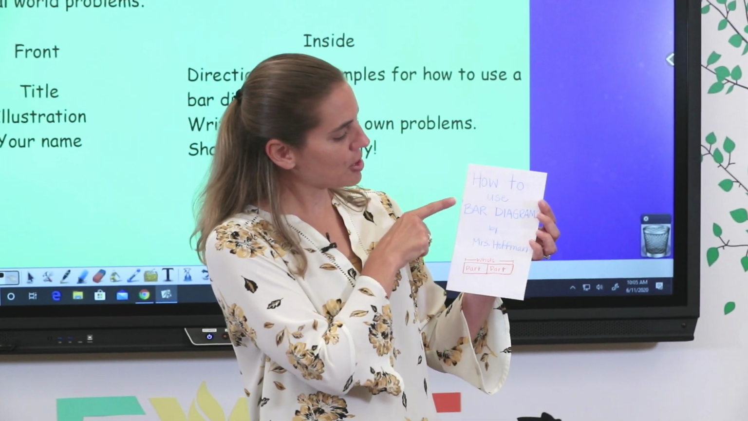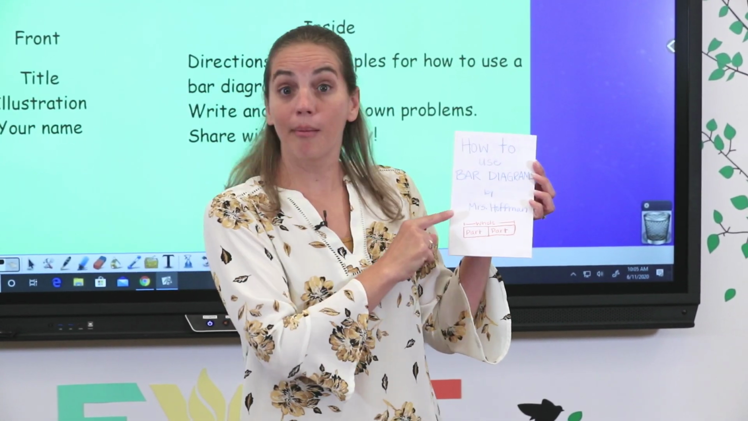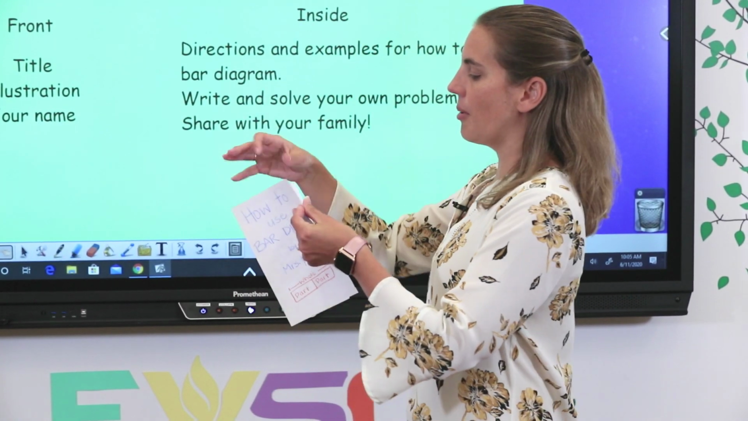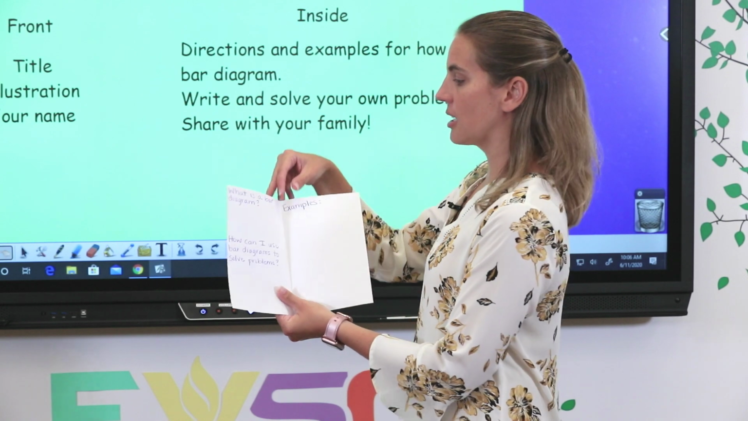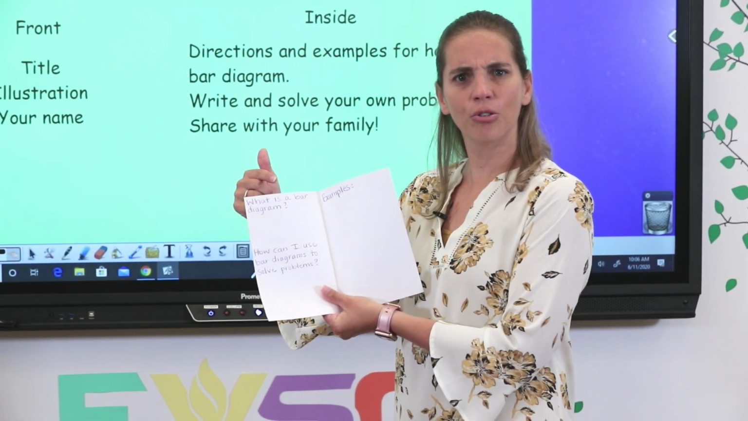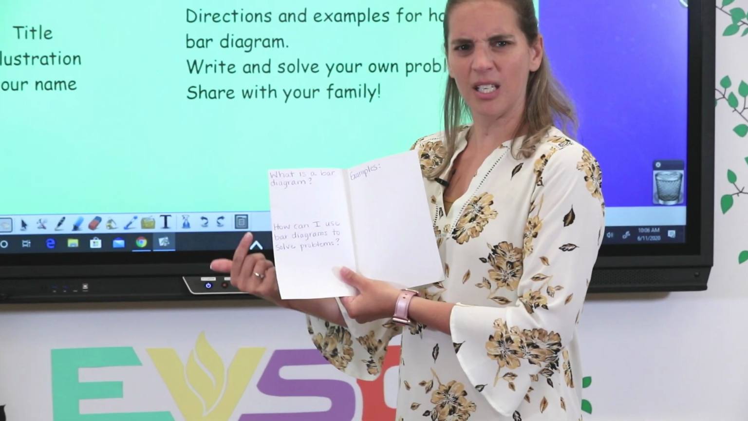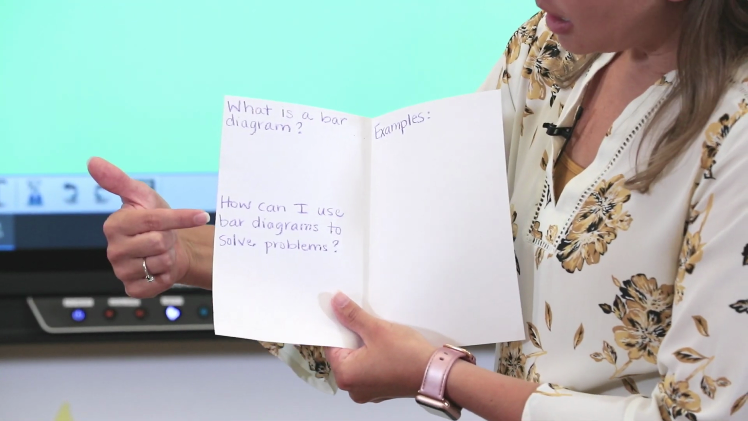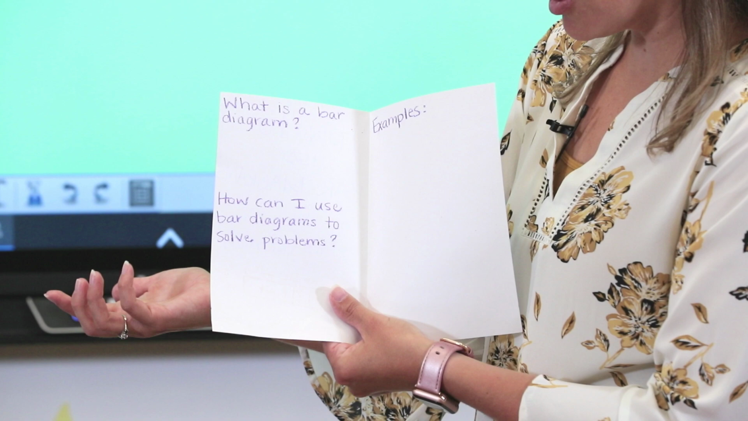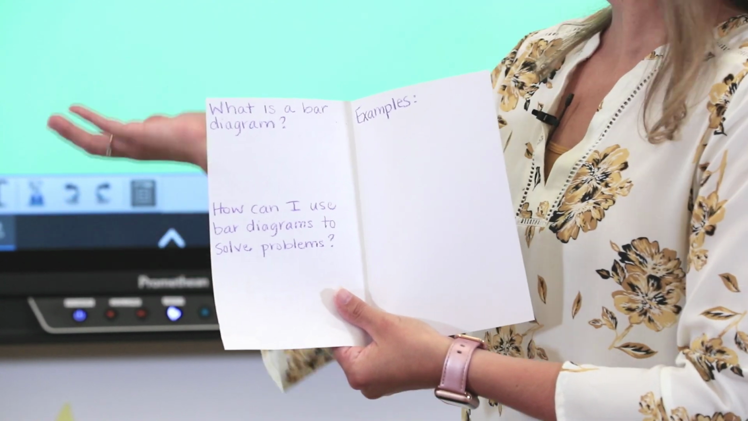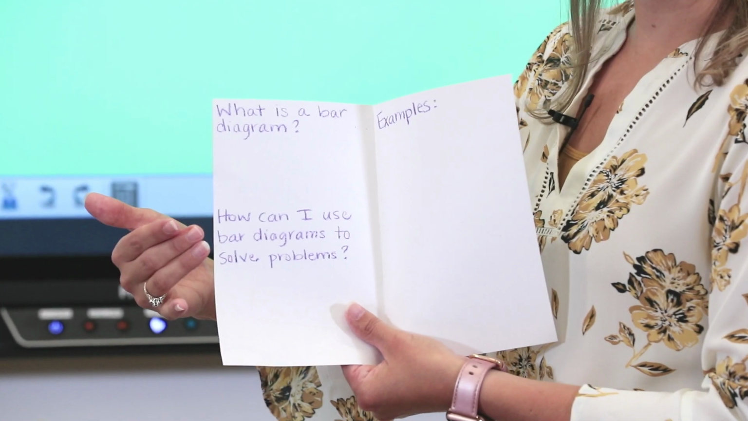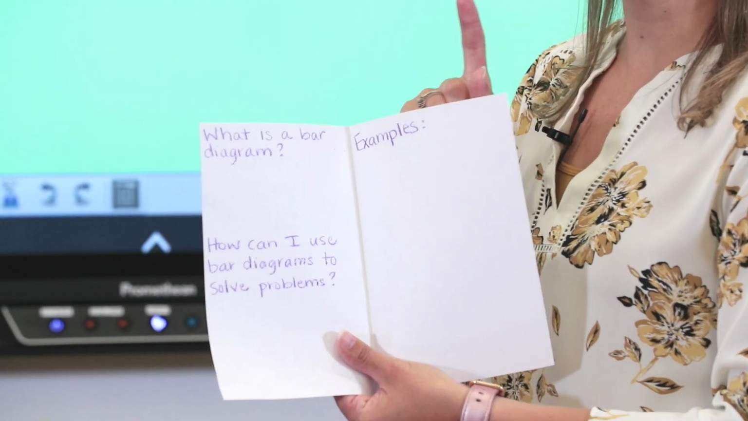So I wrote how to use a bar diagram by Mrs. Hoffman, and then I drew a little picture down here. When you open it up, on the inside, you're going to do just a couple of things. Well, first, you need to explain to your friends or your family, what is a bar diagram? How does it work? And then you're going to answer this question: how can I use bar diagrams to solve word problems? Well, how did we use what we did today? How do we use bar diagrams to solve problems?